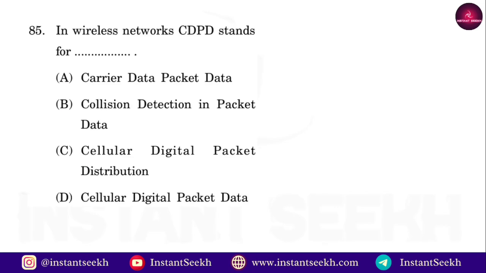Next, in wireless networks, what does CDPD stand for? A simple basic definition, an abbreviation. Option A is carrier data packet data. B, collision detection in packet data. C, cellular digital packet distribution. And D is cellular digital packet data.